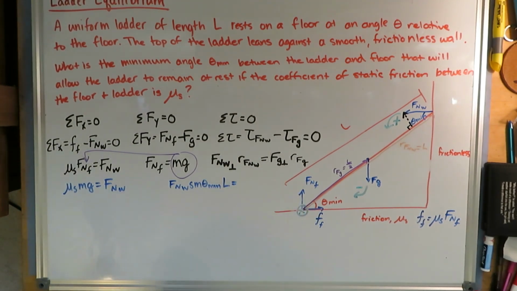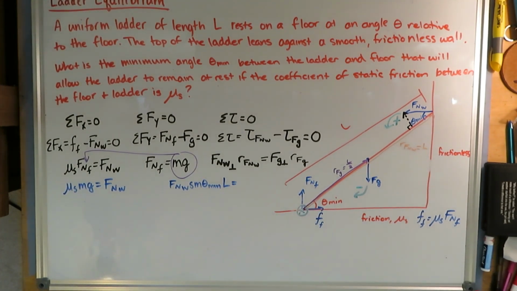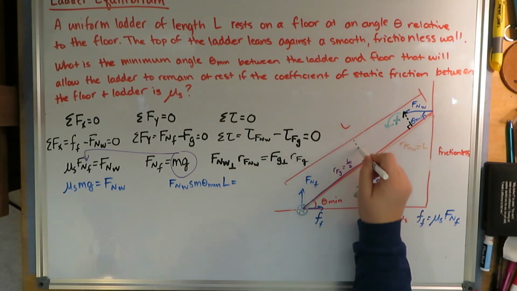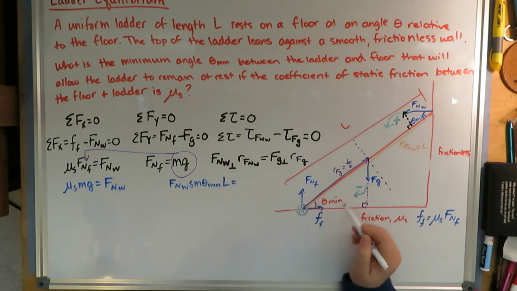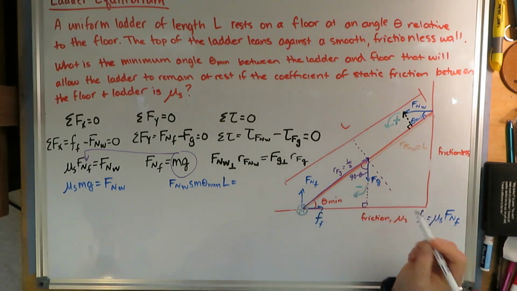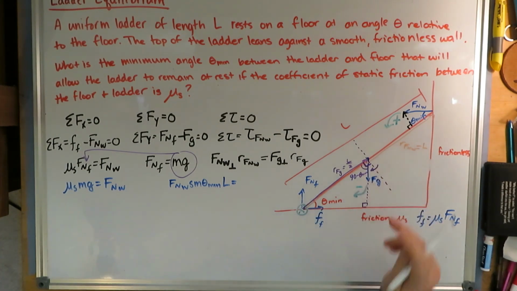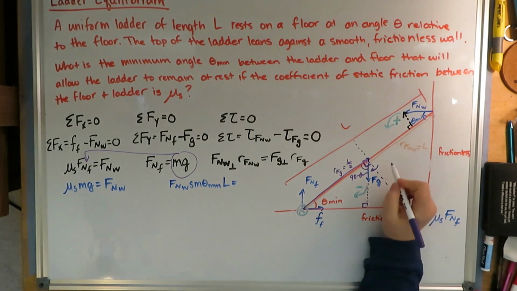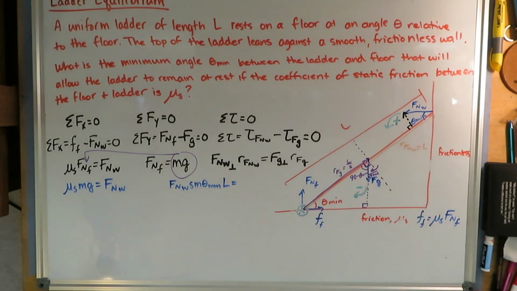FG perpendicular, let's see, that one's not quite as obvious. I need to find the perpendicular component right here. But if I look, and this is a right triangle here, if this is theta min, this angle right here is 90 minus theta min, which means that because this is a right angle, this angle right here is going to be 90 minus theta min. So that is actually going to be theta min right here. That's just like any ramp, so that angle is theta min.